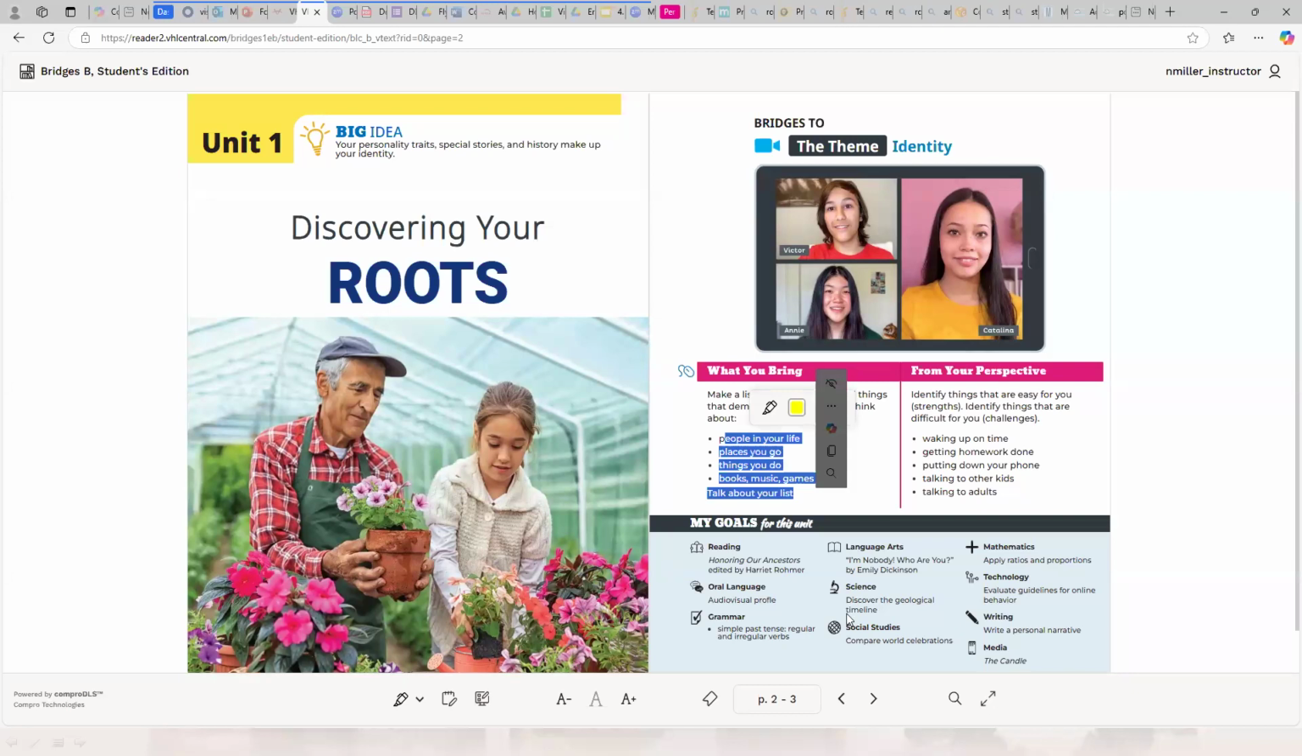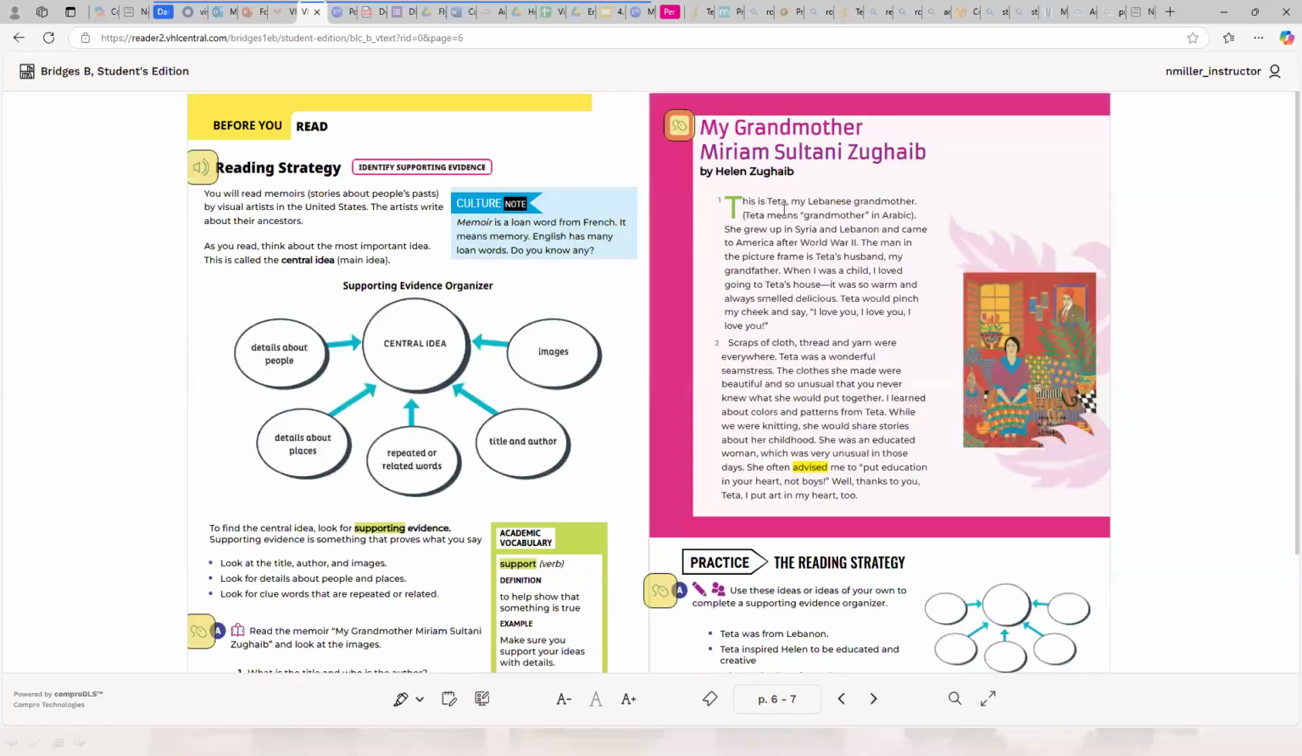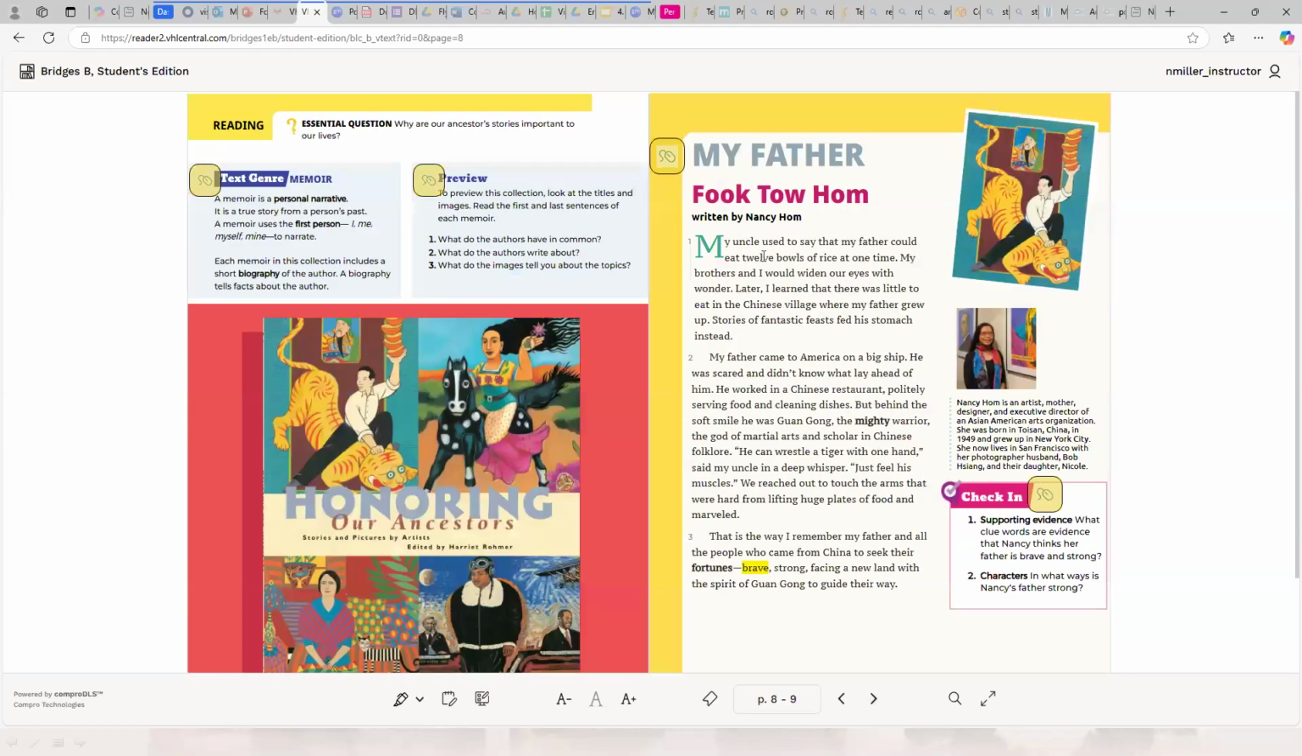So what they're going to end up doing is reading memoirs that discuss the writers' and authors' ancestors. They discuss how they were brave pioneers that were inspiring, that essentially moved to this country as the first to move here. So there's the little before you reading strategy. But here's some of the memoirs. There's a series of about 5 different memoirs here. So we discussed the genre, but each of these authors is talking about their ancestors. It's called Honoring Our Ancestors, and each one tells their own story. They're about 1 page here with some artwork.